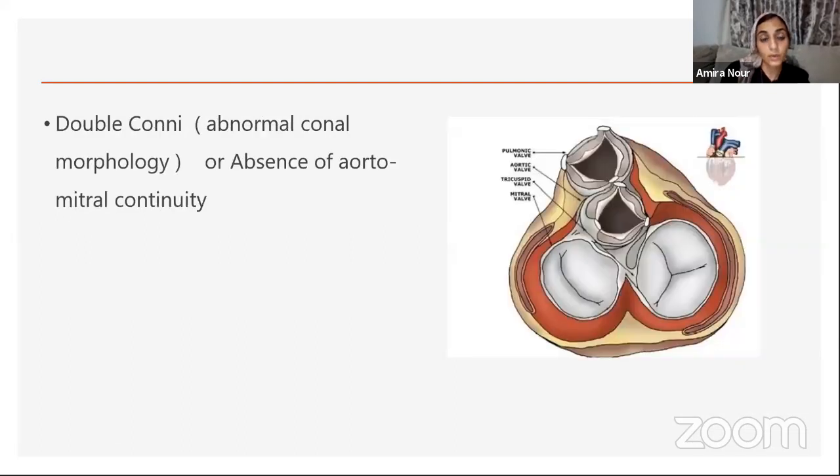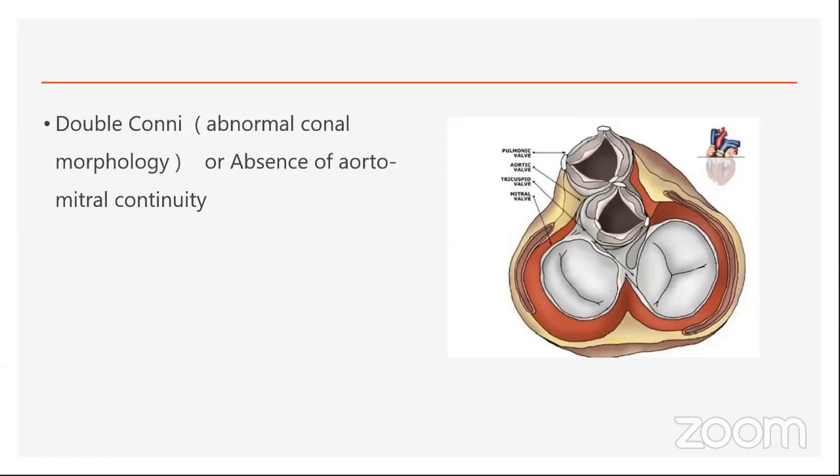However, some definitions include that you should have double coni or abnormal conal morphology, or in other words, absence of aortomitral continuity. In order to understand this, first of all, we have to go to the structure of the normal heart, where normally the pulmonary valve rests on a muscle band, a circular conal muscle band. However, the aorta is in fibrous continuity with the surrounding structures, and there is no subaortic conus. Some theories say that it was present in the embryology, however, it regresses later on.